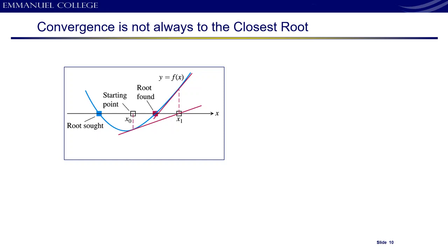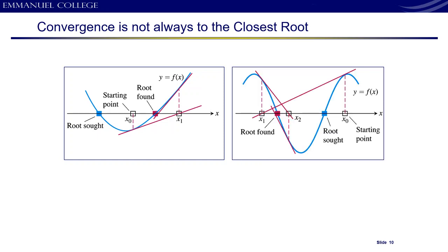So like x naught, you notice this is kind of parabolic in shape. Maybe it's not exactly a parabola. But if you start at x naught, it throws your root over here to x1. And then it starts going after this root. But you were looking for this one. So sometimes you have to be careful that it's going to not look for exactly what you're after.